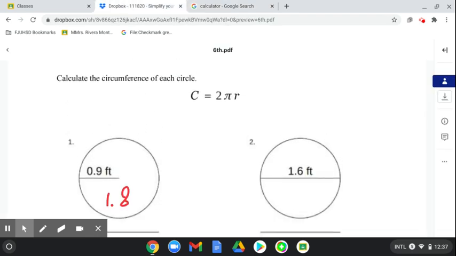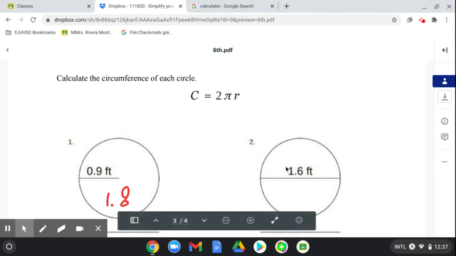Okay. Now number 2 is a bit more complicated because they don't give you the radius. They give you the diameter. The diameter is 1.6. What you do know is that the radius is always half of the diameter. So all you do is take 1.6, you divide by 2, and you get 0.8. Okay, and then after that you have to multiply it by 2 to get 1.6. So when you're trying to calculate circumference, it could either be 2 pi r, or it could just be pi d, which is just pi times diameter.